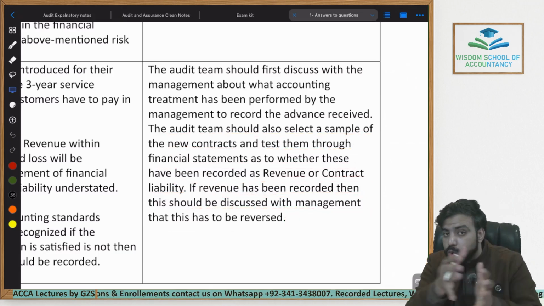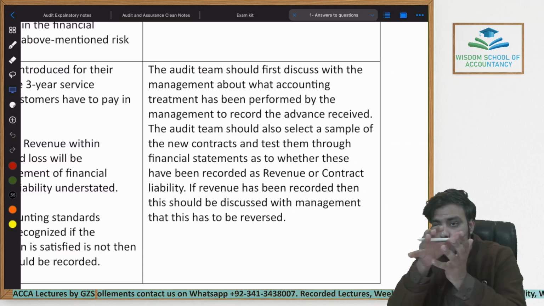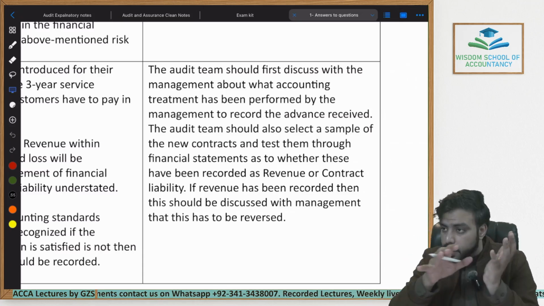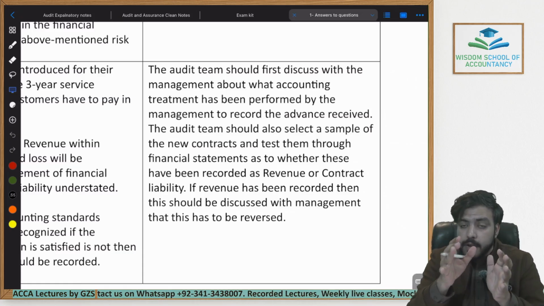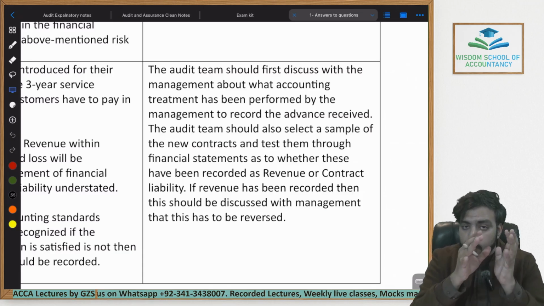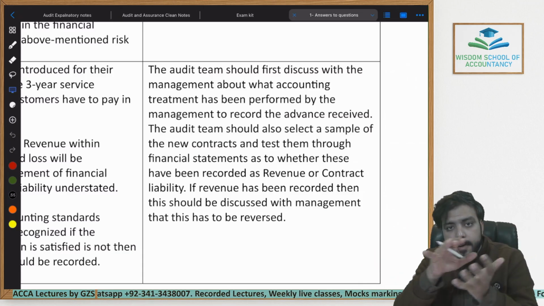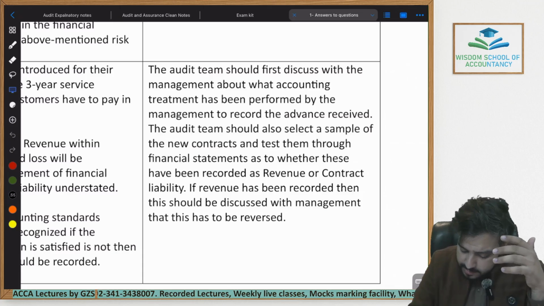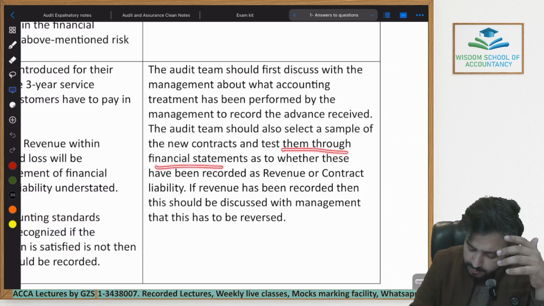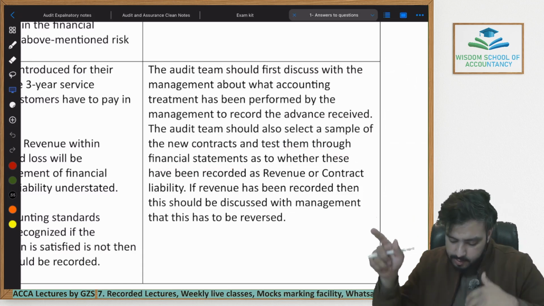Testing through the financial statements means that you are tracing a simple transaction through the financial statements. This means what double entry was made, and in which areas of the financial statements that double entry was impacting. So you are basically tracing a transaction that has been recorded by the management. This is what this line means: test them through the financial statements to identify where the management has recorded these transactions.